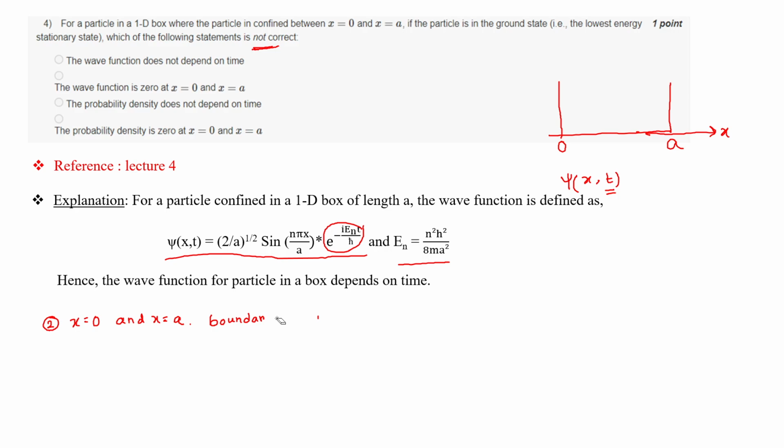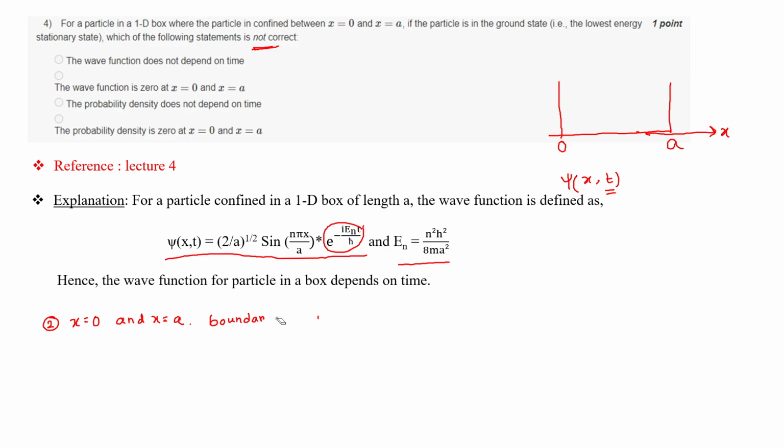So here I am writing psi star x comma t. What is psi star? Complex conjugate. I have said psi and psi star are complex conjugates. So if it is 1 plus i, it will be 1 minus i. Just the i part will change. So this first term, 2 by a to the power 1 by 2 sine n pi x by a, has no complex part. So I am not writing this whole thing.